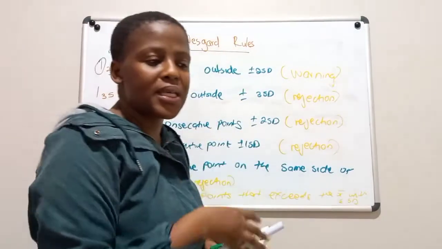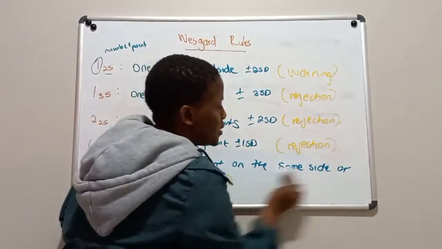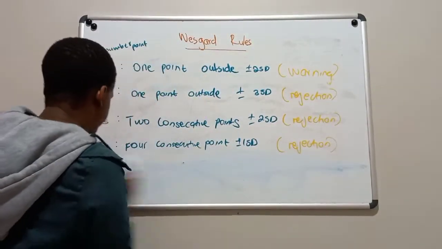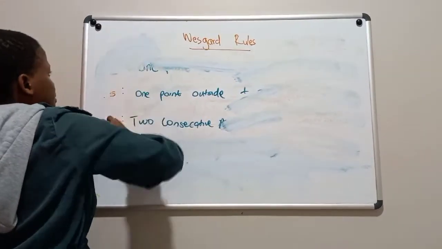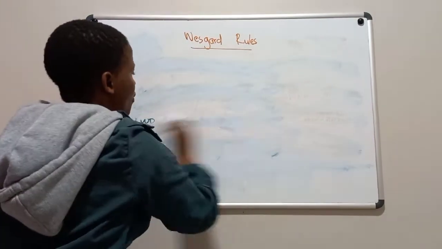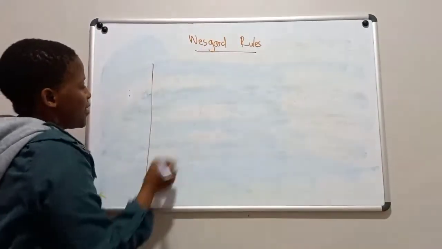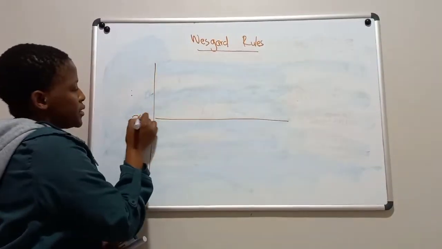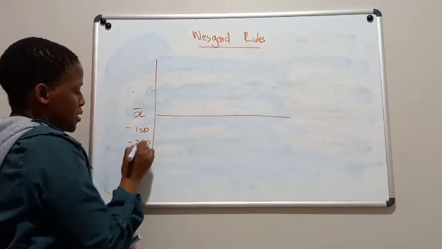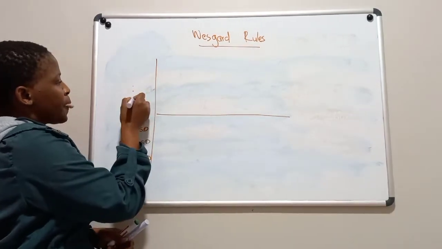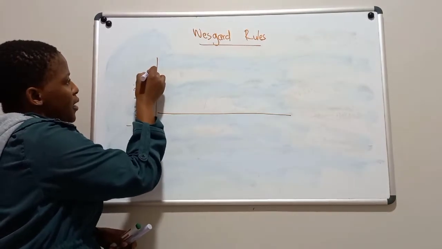Let me show you this in a graph, or in an LJ graph, so that you can see what I'm talking about quickly. So just to summarize them, you can also learn them in a graph as I'll do right now. So this is the mean, minus 1 SD, minus 2 SD, minus 3 SD. And plus 1 SD, plus 2 SD, and plus 3 SD.